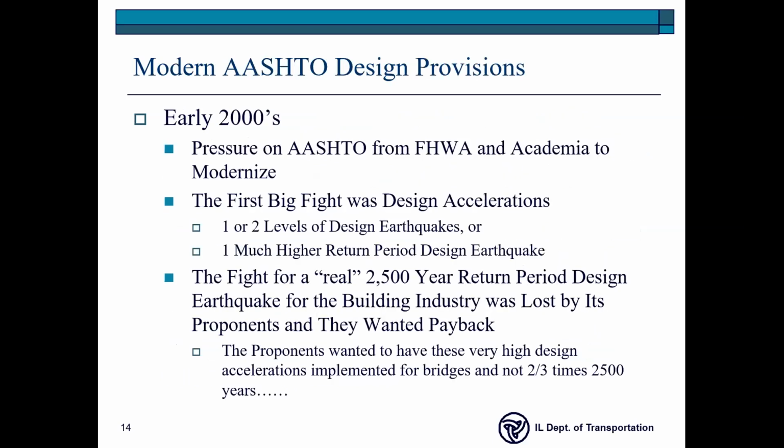Okay, so in the early 2000s, the Federal Highway Administration and academia put a lot of pressure on AASHTO to start to modernize. They said, hey, you've got 10 more years of research and development. It's time to move forward and to incorporate modern methods. And so there's a lot more politics that I don't have really a lot of time to get into in our lecture today, but it's very political.